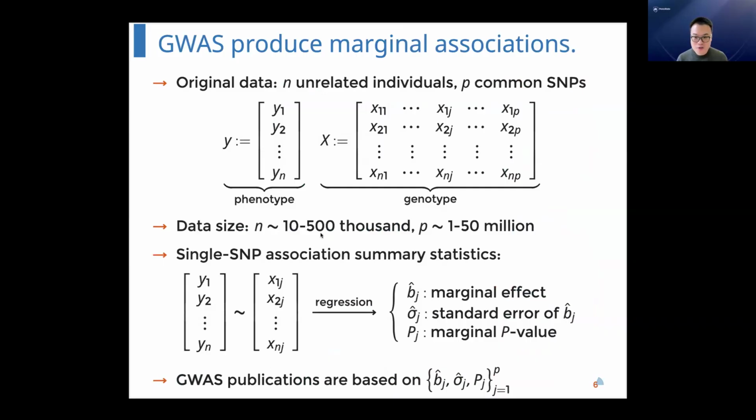So for any typical GWAS data, we can organize them as a Y vector, which is an n-length vector of the phenotype information from n different individuals.